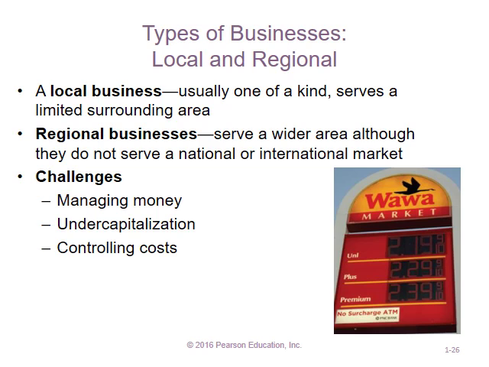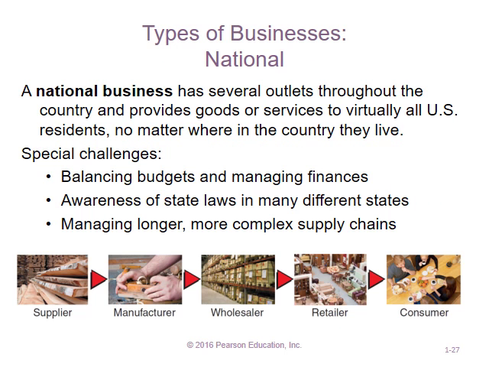Local meaning what? A business in Fremont. Regional being what? A business in California, okay, or the West Coast. You know, that would be an example of regional. Okay, national businesses are going to be, you know, nationwide, obviously. Okay, and they are going to be having goods coming to them from a supplier. They manufacture those goods. They get them to a wholesaler. Wholesaler gets them to a retailer, and then they finally get to the consumer.